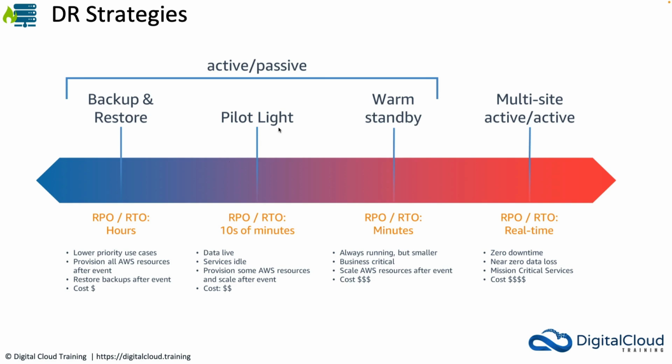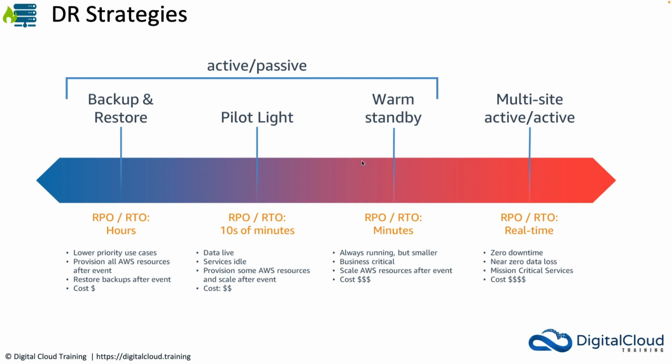Next, we have Pilot Light. So here the data is live, but services are idle. We'll see in a bit more detail shortly what that means. What happens is you have a minimum of systems running, and when a disaster event happens, then you can start scaling those systems. It's going to be a bit more expensive.